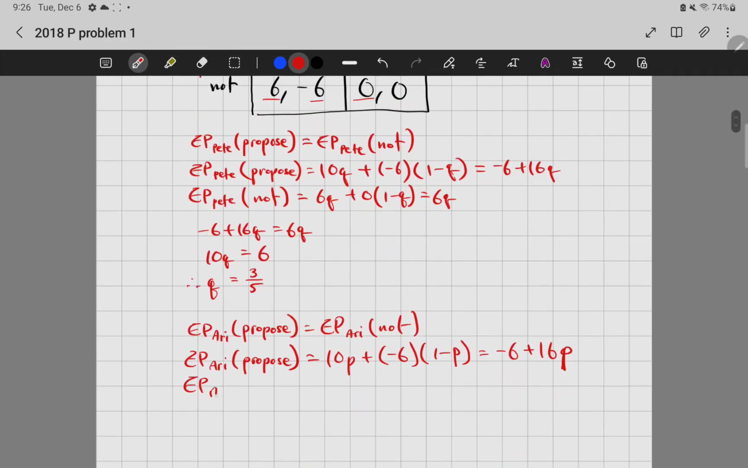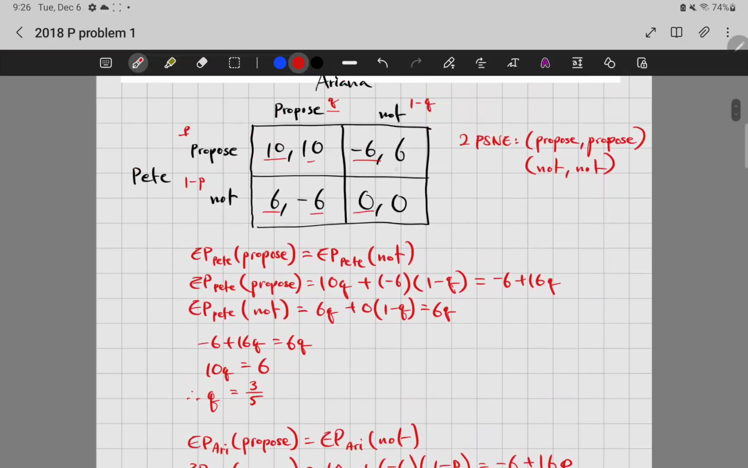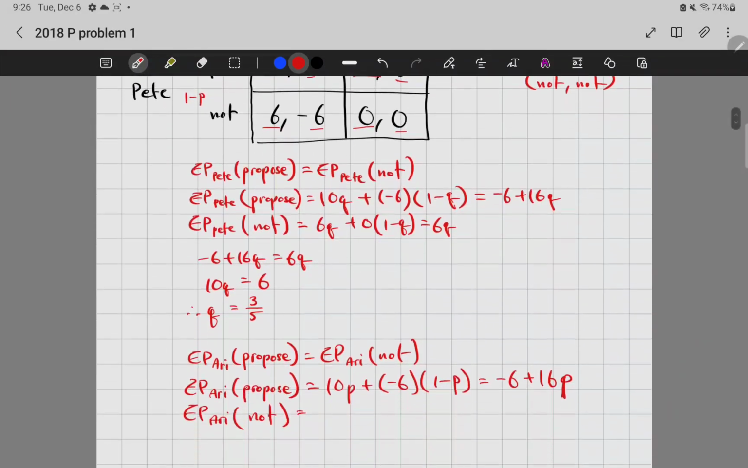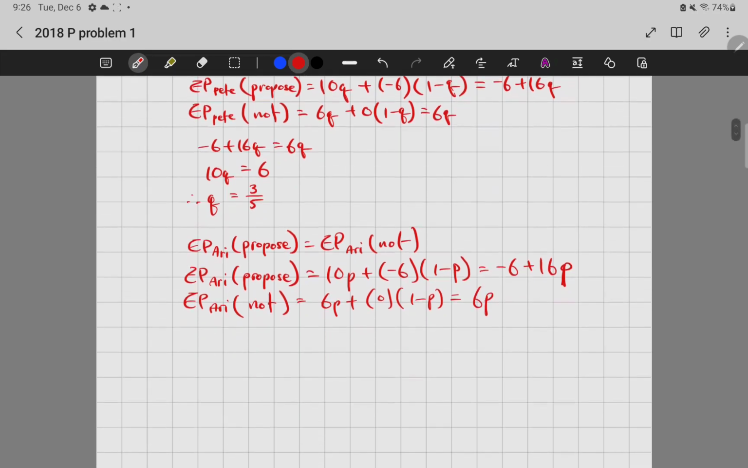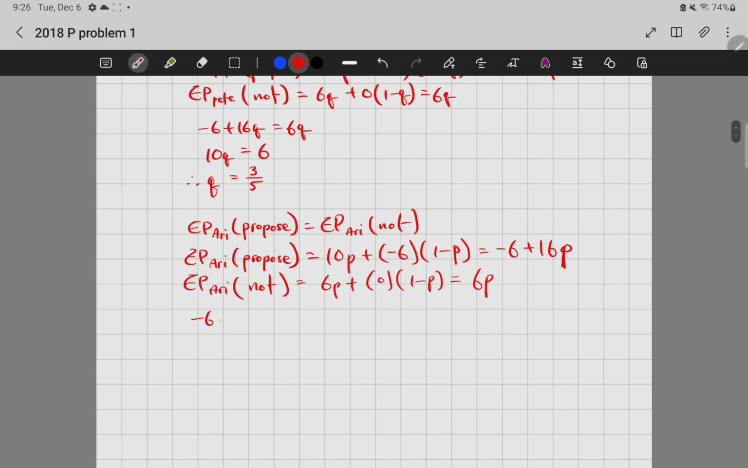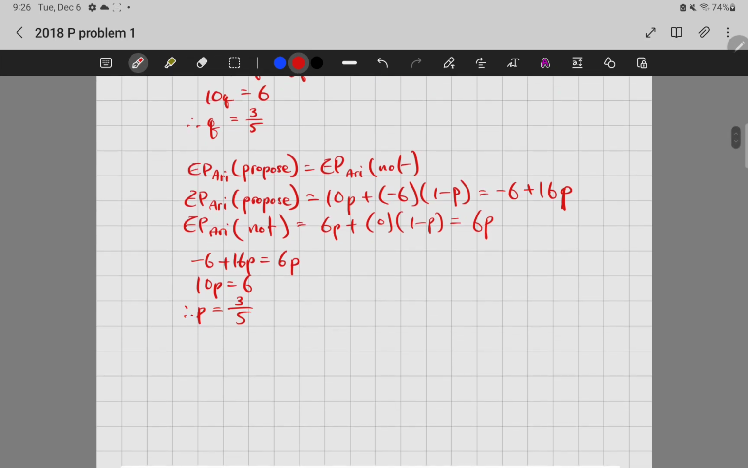For the expected payoff of Ariana when she is not proposing, it's P times 6 and 1 minus P times 0. So it's 6P plus 0 times 1 minus P, which gives us just 6P. And we can do the same thing. So negative 6 plus 16P equals 6P. That gives us 10P equals 6, and P equals 3 over 5. Whew, that was long.